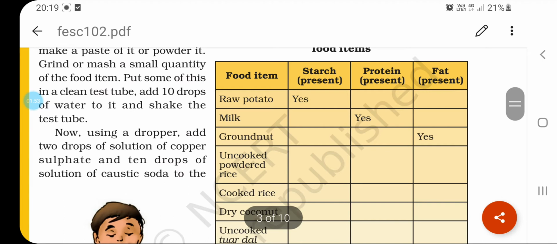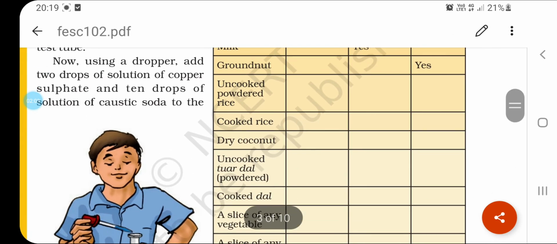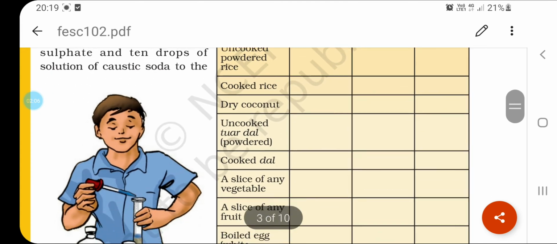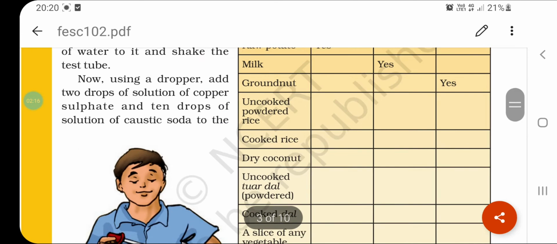Now we will see this table 2.2. Food item, starch present here. Uncooked powder of rice, groundnut, cooked rice, dry coconut, uncooked and cooked dal, a slice of any vegetable, a slice of any fruit, boiled egg white portion.